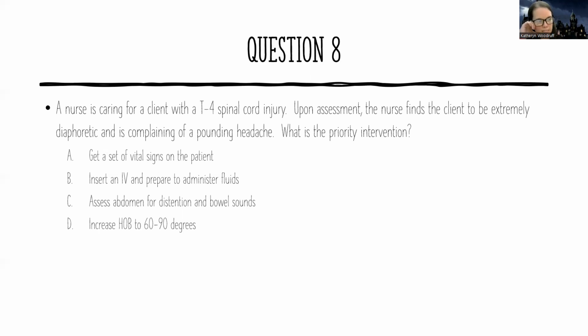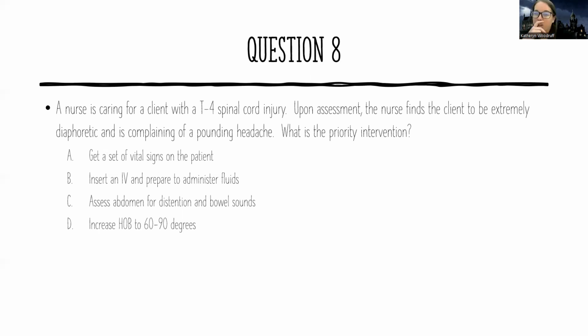So I have to ask myself, do I need to get vital signs, or do I need to increase the head of the bed? Increasing the head of the bed will decrease their blood pressure, which isn't in here because we haven't checked vitals yet. But based on these assessment findings, most likely their blood pressure is super high. I can start to decrease their pressure by increasing the head of the bed. So that seems like the best answer to me.